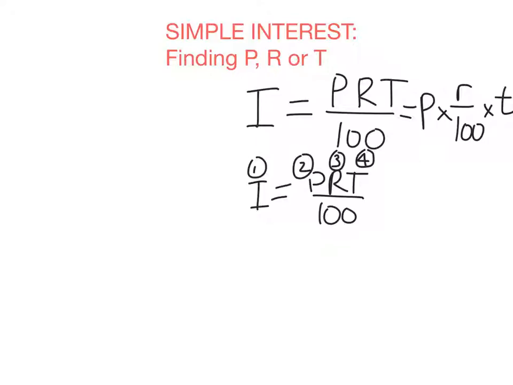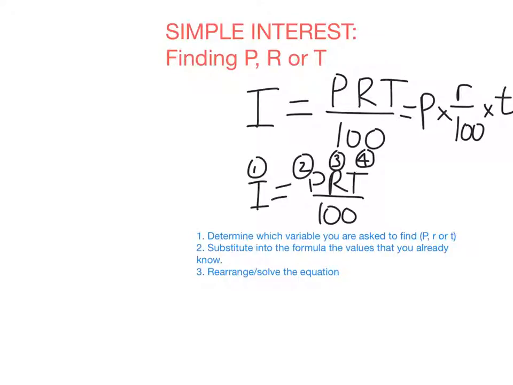So you're just going to be following a few simple steps that I'll put up now. So just follow these 3 steps that are on your screen. You have to first figure out whether you're finding P, R, or T. Then you substitute the other 3 variables whose value you already know, and then you rearrange and solve the equation. So these questions involve solving an equation. So let's go ahead and look at an example of a question you might be given.